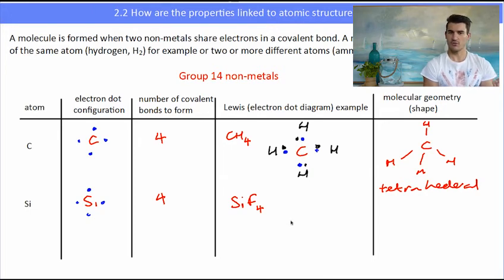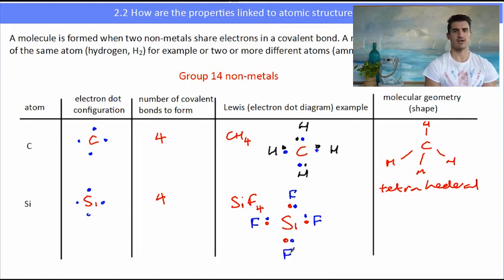Each silicon will share its 4 electrons, one with each of the fluorines. The fluorines also have the non-bonding electrons because they have 7 electrons in the outer shell. So when we draw the dot diagram, we need to include those non-bonding electrons. So here I am putting the non-bonding electrons in blue because they don't take part in the bonding. They would be termed non-bonding electrons. It will have the same shape as the methane molecule, and it will be tetrahedral.